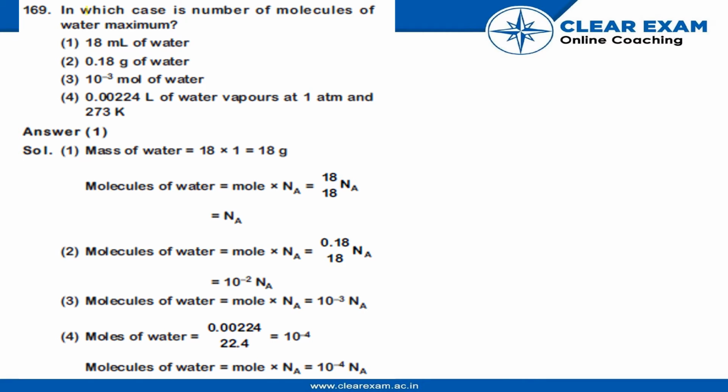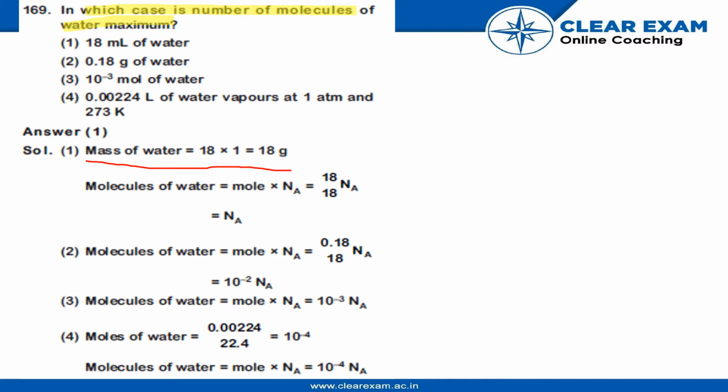In which case is the number of molecules of water maximum? We will take the mass of water given to us, and then take out the number of molecules in each of the cases. So in the first case, the mass of water is equal to 18 grams. That is, 18 ml is given, and 1 ml is equal to 1 gram.